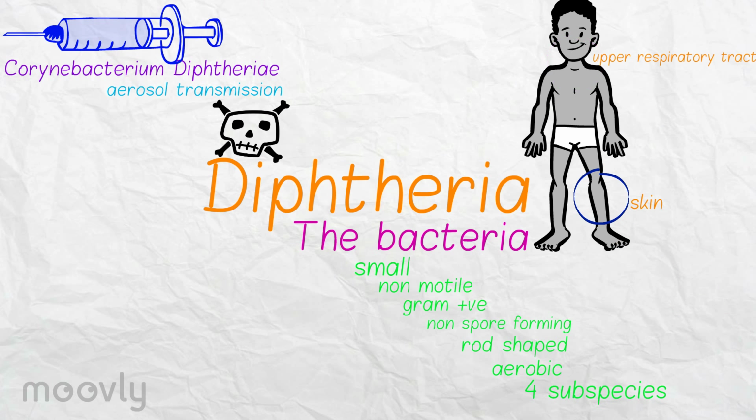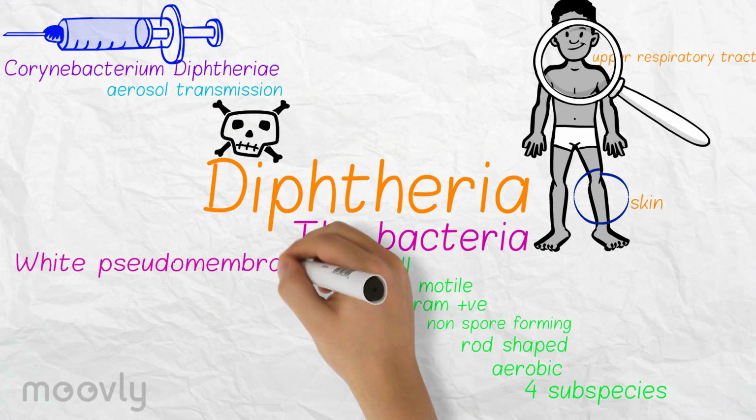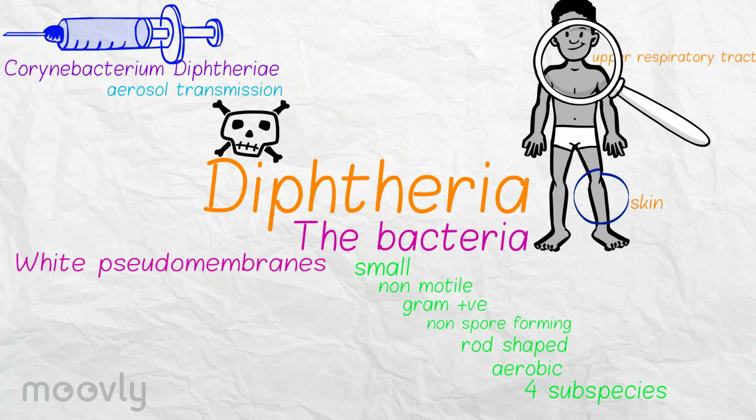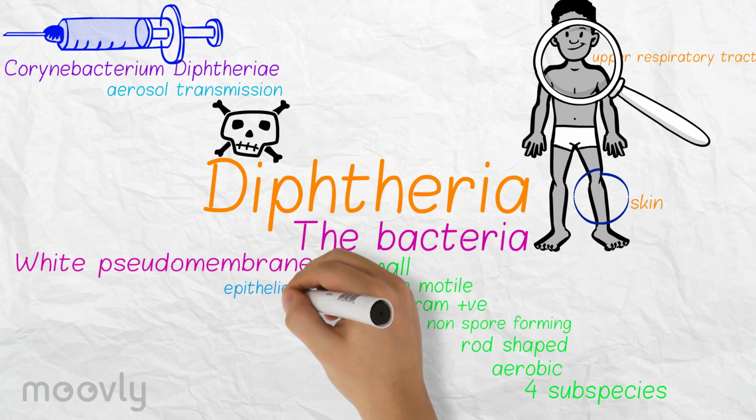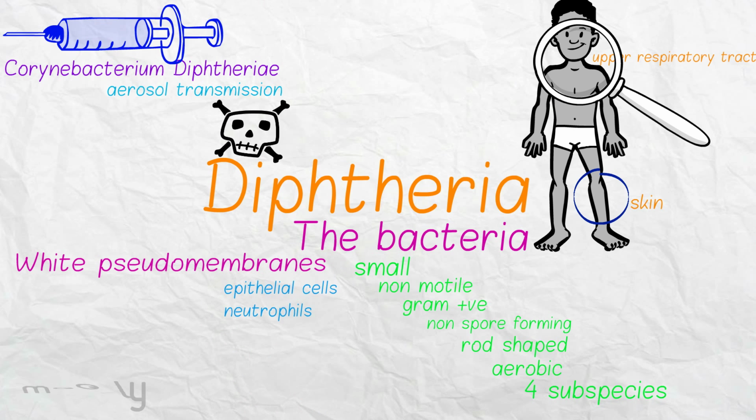Its action in the upper respiratory tract leads to the formation of white inflammatory pseudomembranes. These pseudomembranes are composed of dead epithelial cells and inflammatory cells such as neutrophils. In severe cases, the pseudomembranes can obstruct the airway, leading to death by suffocation.